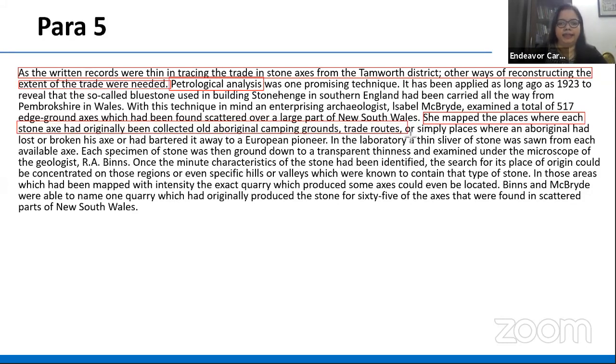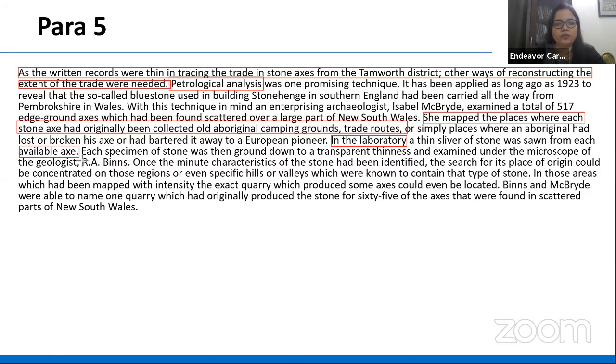All right. Then these stone axes were taken to the laboratory. A thin sliver of stone was taken out from each available axe, right? From each available axe, we have tracked where it was found, all right?